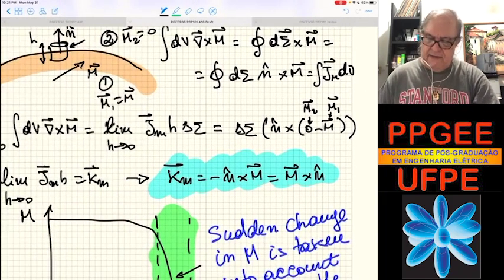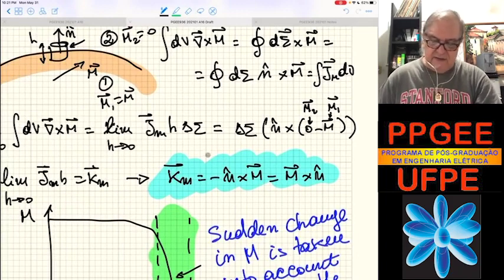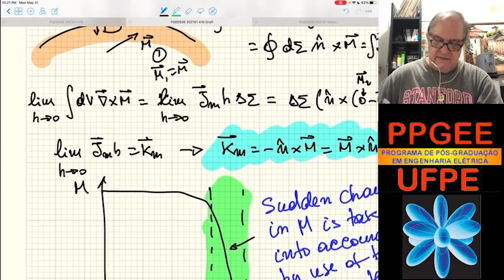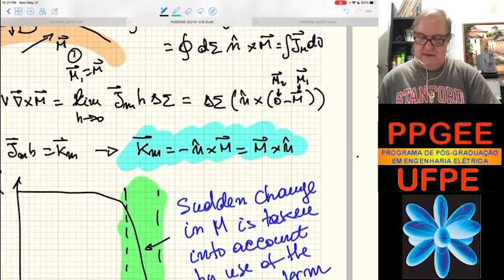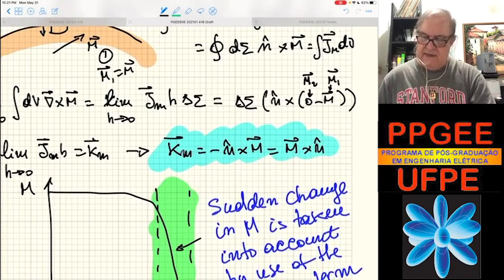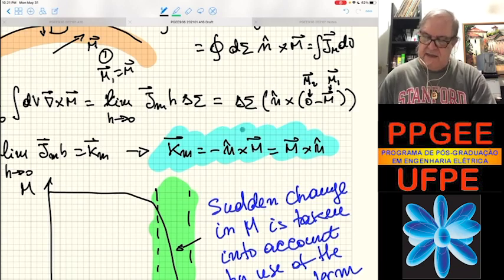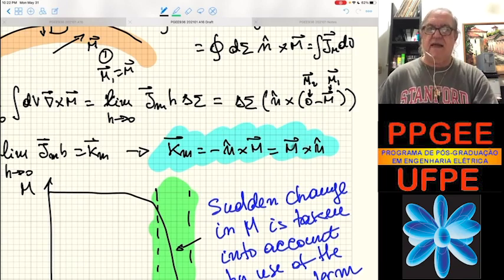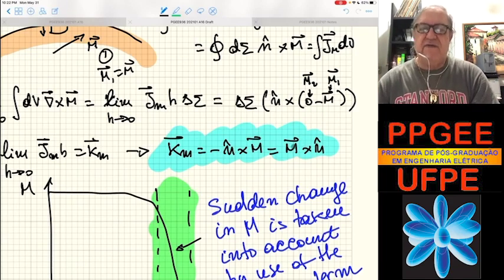So what's going to happen? When you do the volume integration, the result, considering that you have this limit here, Jm h equals Km. Then the result is that the term that is relevant in the volume integral is M cross n, which is the surface current density, or magnetization current density on the surface. Okay?